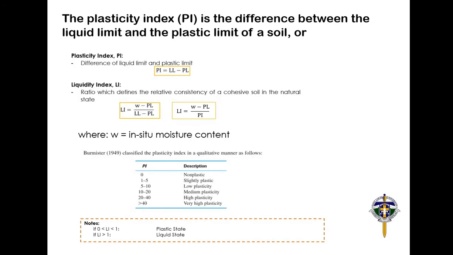Next is the plasticity index. Plasticity index is simply the difference of liquid limit and the plastic limit. So that is simply PI minus L. PI is equal to liquid limit minus plastic limit.